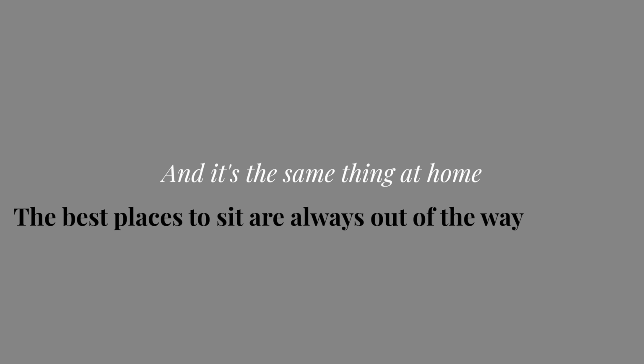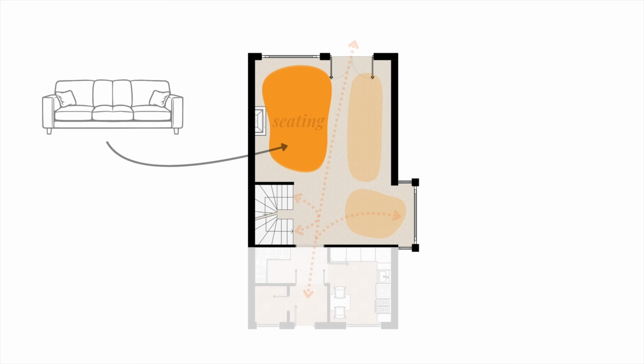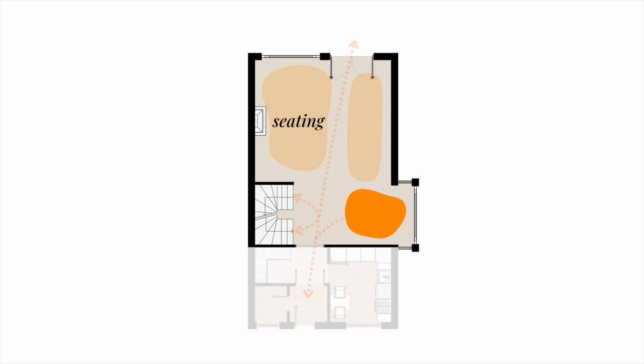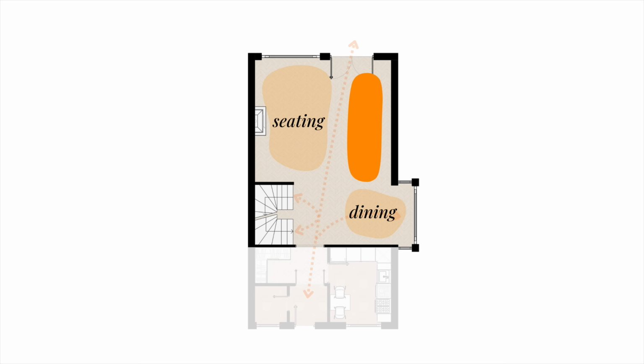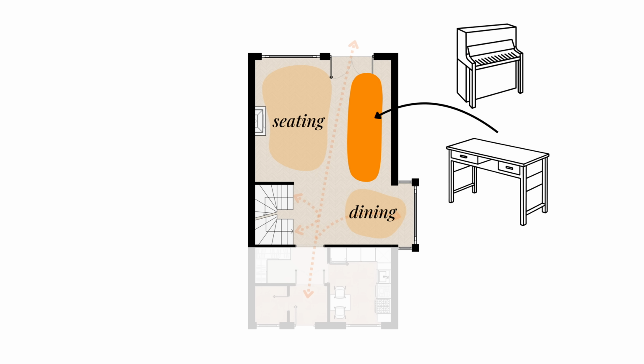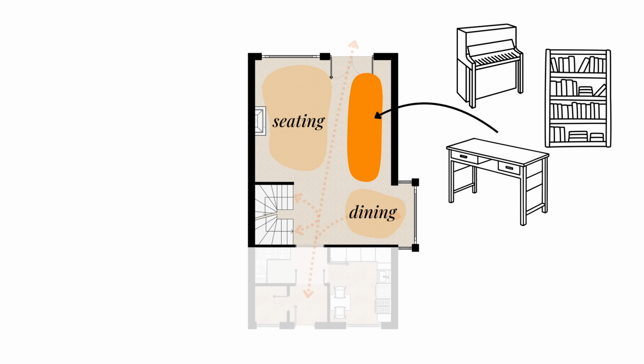The best places to sit are always out of the way of traffic. So if we look at this floor plan, once we trace the paths that people take, the biggest, most undisturbed pocket is perfect for seating. And the other large pocket works perfectly for the dining area. And the slimmer edge becomes a secondary zone for something less essential, like a desk, a piano, or bookshelves.